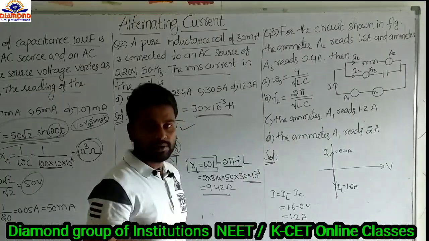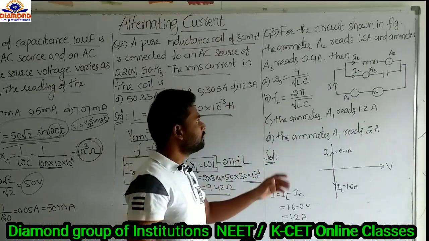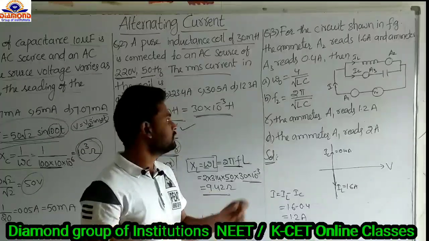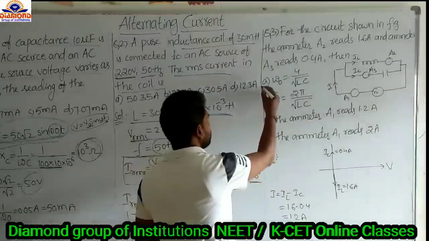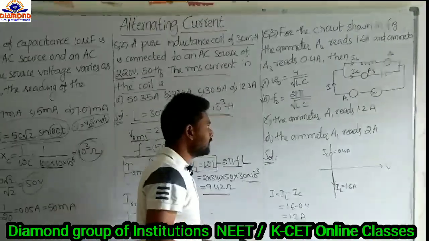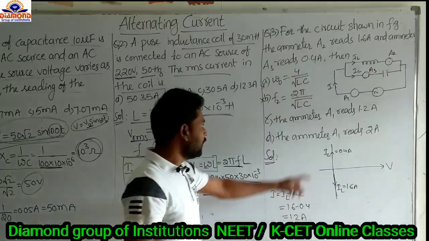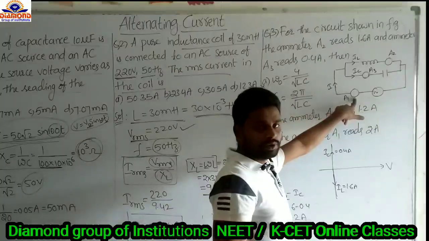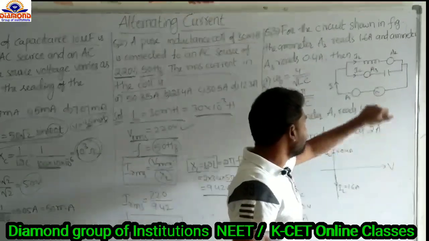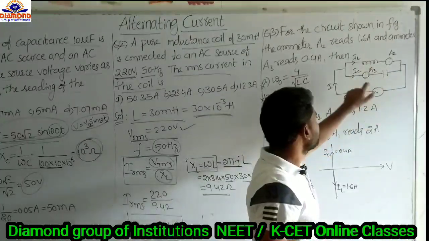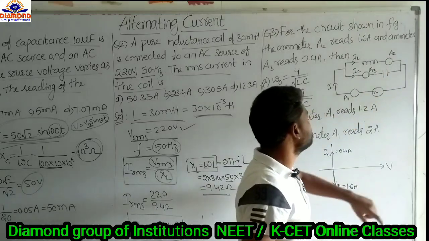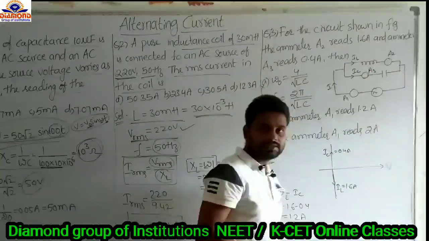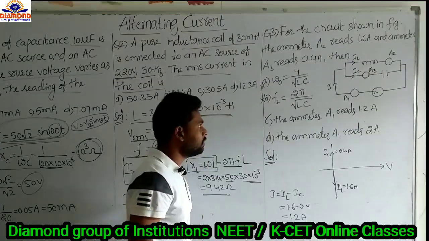Omega naught equal to 1 by root LC, so that is not it. Frequency f equal to 1 by 2 pi root LC, that is also not it. These two options are wrong, we will get it easily. Next, we have to check options C and D. They have given the ammeter reading of A1. A1 is the net current, the total current flowing through the circuit. A2 is the current flowing through the inductor. A3 is the current flowing through the capacitor. A1 is the net current in the circuit, the total current we have to find.